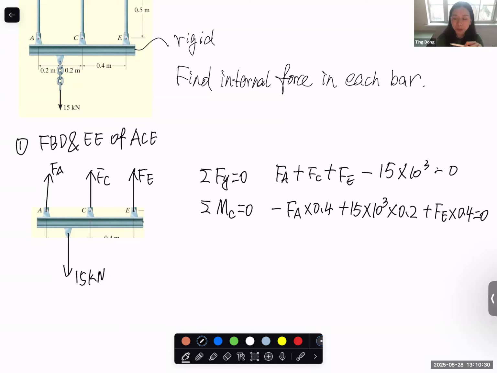Please only unmute when you have a question.